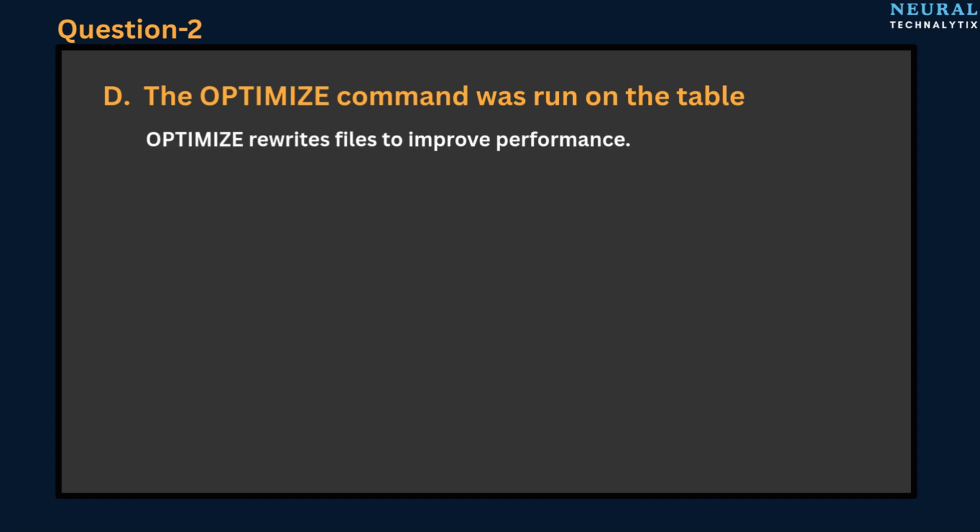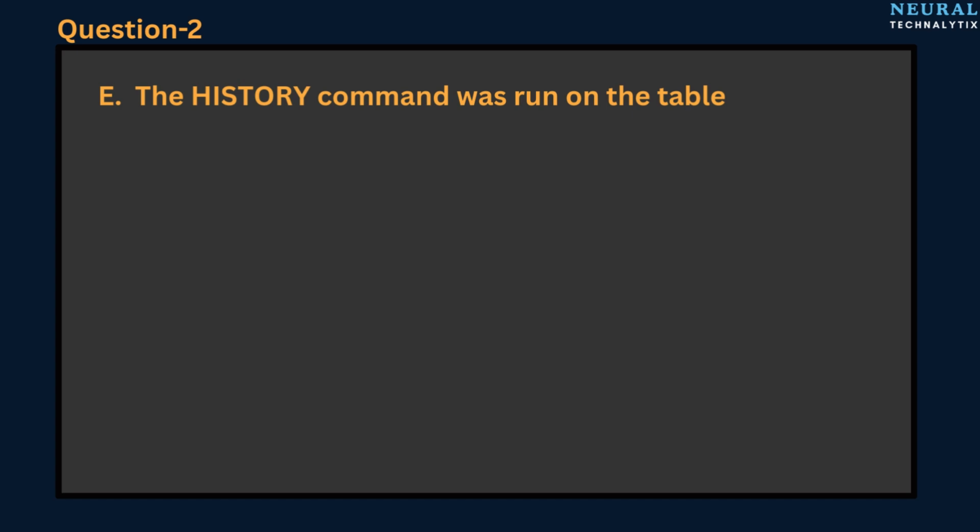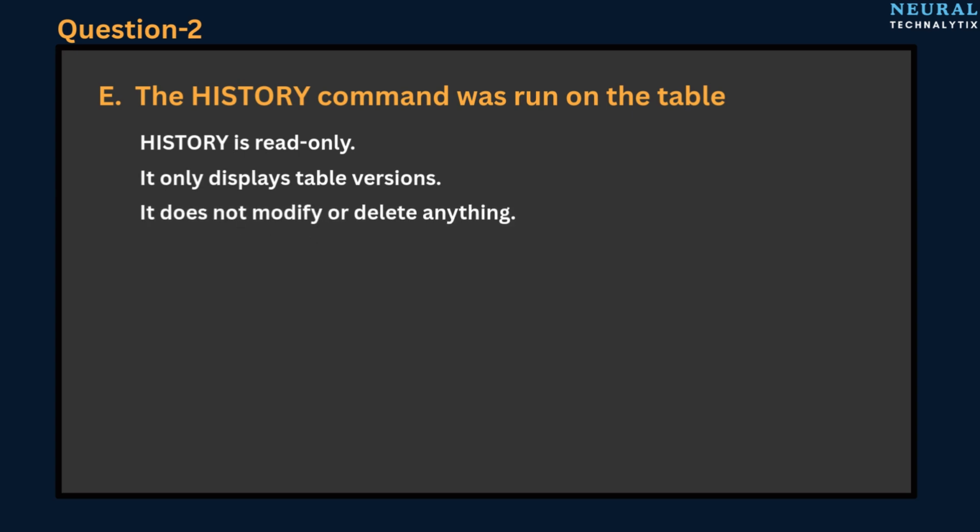Option D, the optimize command was run on the table. Optimize rewrites files to improve performance, but it does not immediately delete historical data needed for time travel. Optimize alone will not break time travel. Option D, eliminated. Option E, the history command was run on the table. History is read only. It only displays table versions. It does not modify or delete anything. Option E, eliminated.